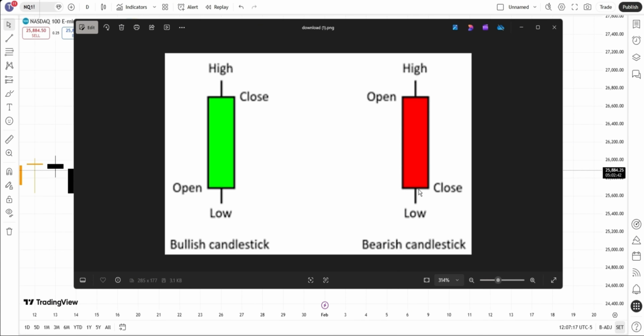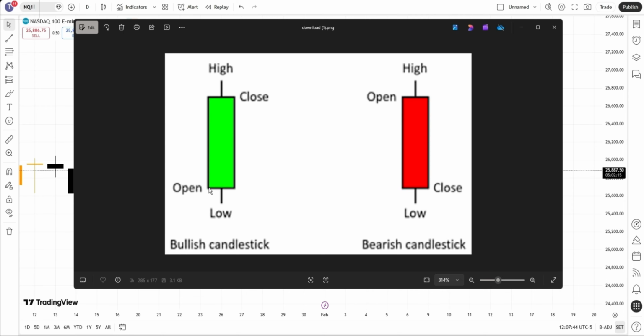Now let's break down a single candlestick. As you can see in here, the green one is called a bullish candlestick because it's going up, and the red one is called a bearish candlestick because it's going down. Keep in mind, if the chart is going up, we say the chart is bullish. If the chart is going down, we say the chart is bearish. Anyway, now we go back to these candlesticks.